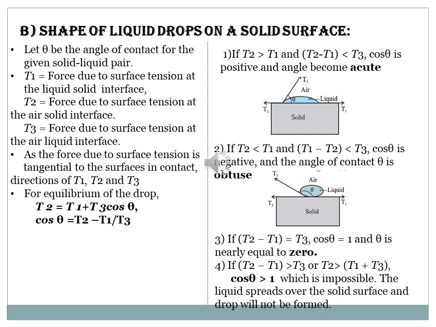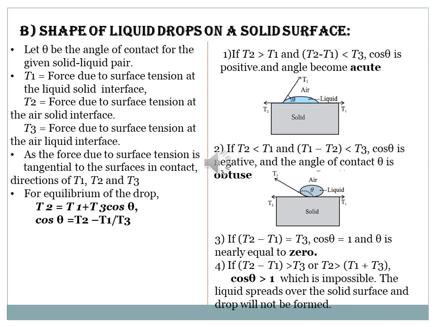And the last case is when T2 minus T1 is greater than T3. What happens over there? Then cos theta should be greater than 1. But is it possible for cos theta to be greater than 1? No, it is not at all possible. So the liquid spreads over the solid surface and a drop will not be formed. When T2 minus T1 is greater than T3, cos theta should be greater than 1, which is not possible. So all the liquid will spread on the solid surface and a drop will not form.